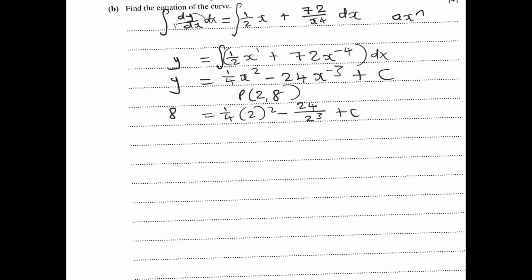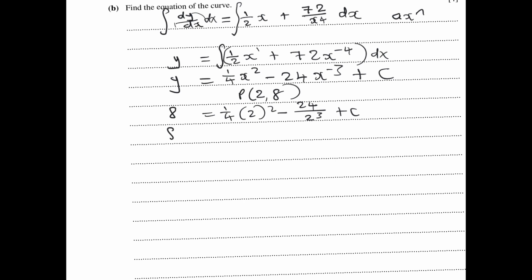All right, what do we have? We have 8 equal to 1/4 of 2 squared, that should be 1, minus 24 divided by 8, that should be 3, plus c. Simplifying this further, c is equal to, remember this is 1 minus 3, that's negative 2. Negative 2 comes this side, we are going to have 8 plus 2 giving me 10. So c is equal to 10.